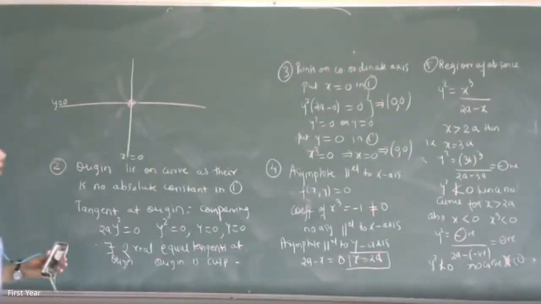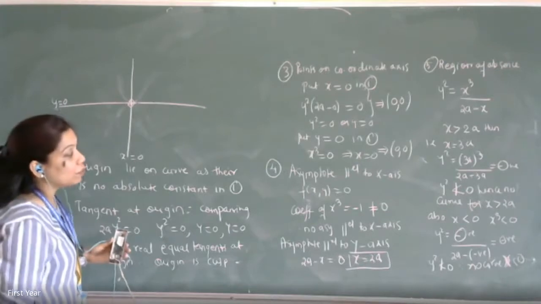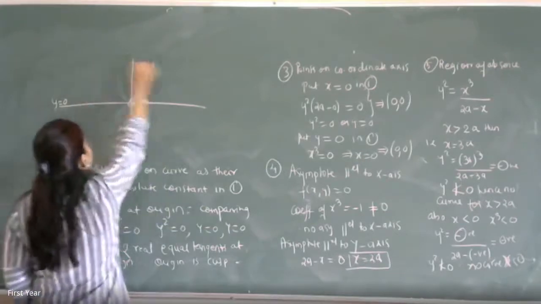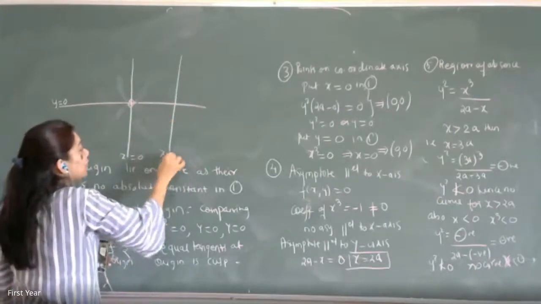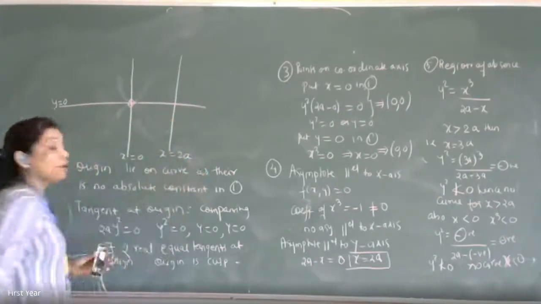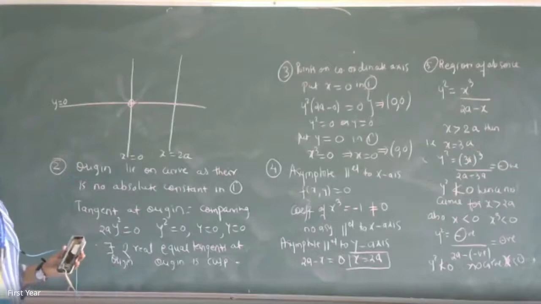Right? After that we saw asymptote. We didn't get any asymptote parallel to x axis. We only got asymptote parallel to y axis: x is equal to 2a. What I told you is the meaning of asymptote.